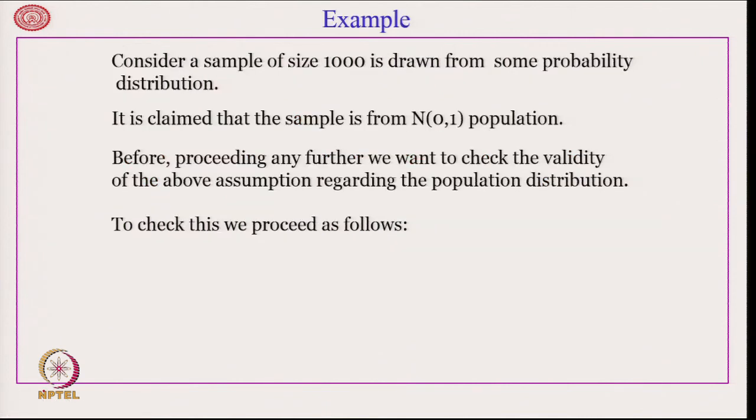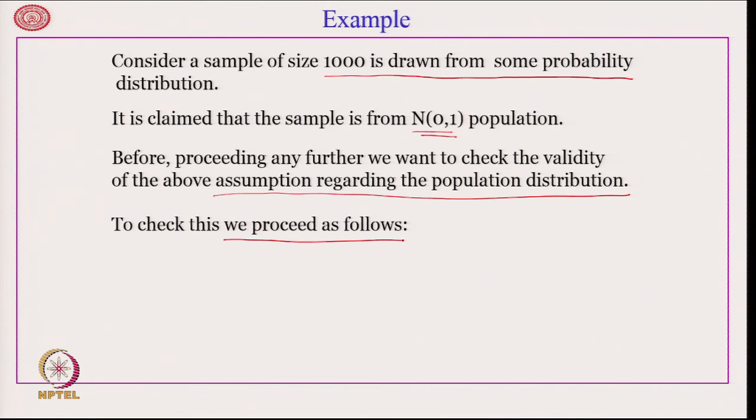So, consider a sample of size 1000 that is drawn from a probability distribution. We claim that the sample is coming from a normal 0 1 population, but we need to verify it. Therefore, before proceeding any further, we want to check the validity of the above assumption regarding the population distribution. So, how to do that? That is the question. We proceed as follows.